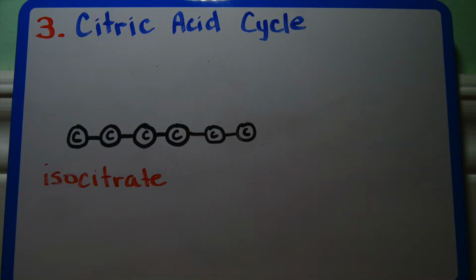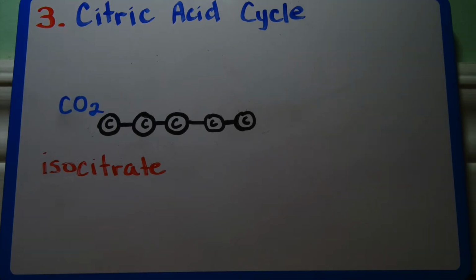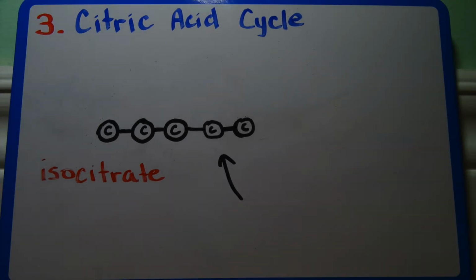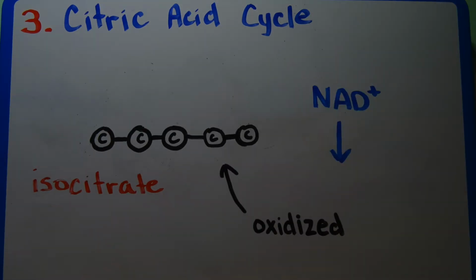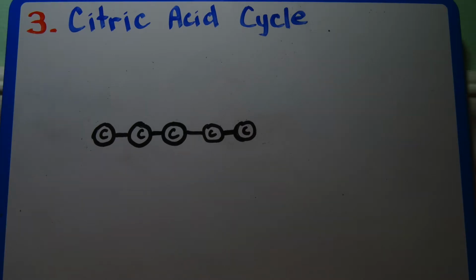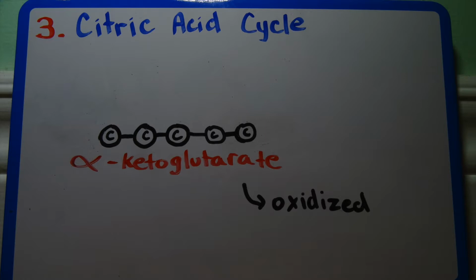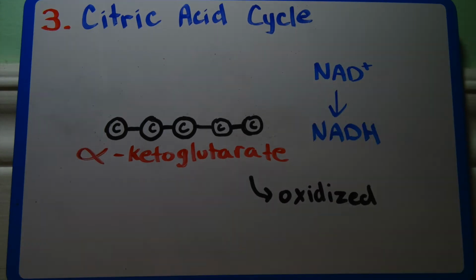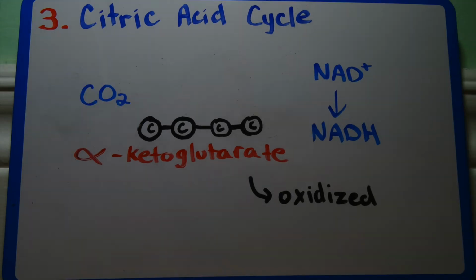In the third step, another carbon group will be removed and released as the waste product CO2. The isocitrate will then be oxidized to form NADH from NAD+, and another proton will be lost. We are now left with the 5-carbon molecule alpha-ketoglutarate. And the same reaction will occur again. Alpha-ketoglutarate will be oxidized, NAD+ will be reduced to NADH plus a proton, and will lose another carbon as CO2.